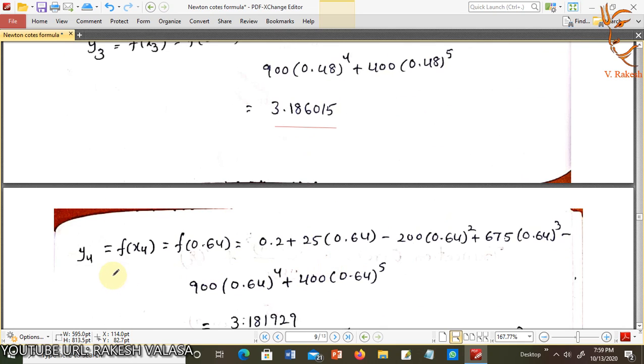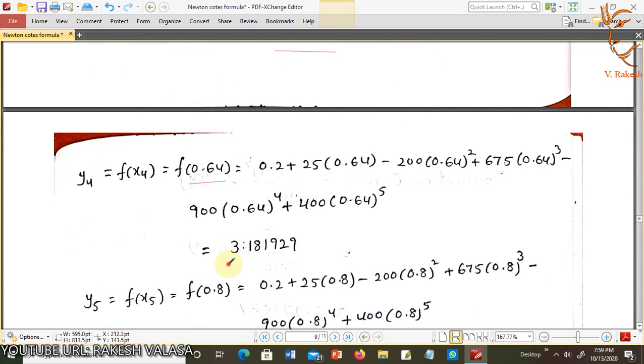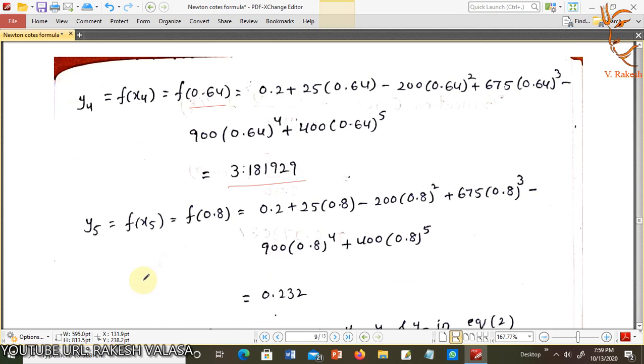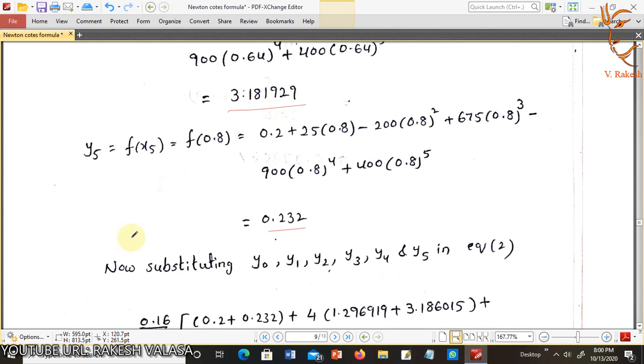3.186015. y4 equal to f of x4, that means f of 0.64. Now substitute this 0.64 in the given function, we get 3.181929. Last one is y5 equal to f of x5 equal to f of 0.8. You can get this value 0.232. After calculating x values and y values, you can substitute these values in Simpson's formulas.